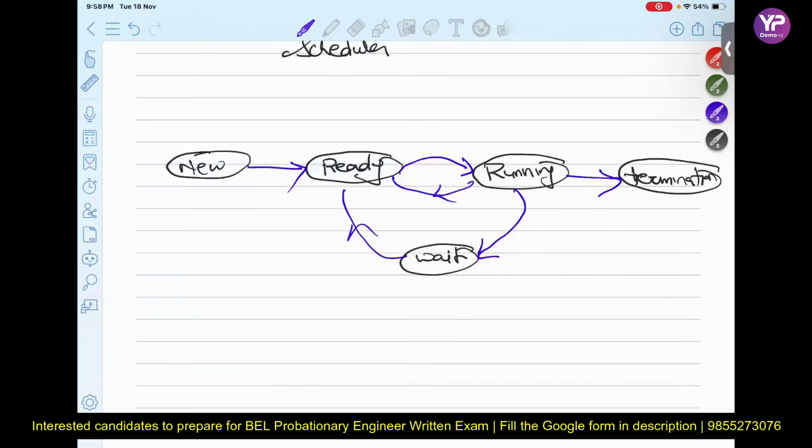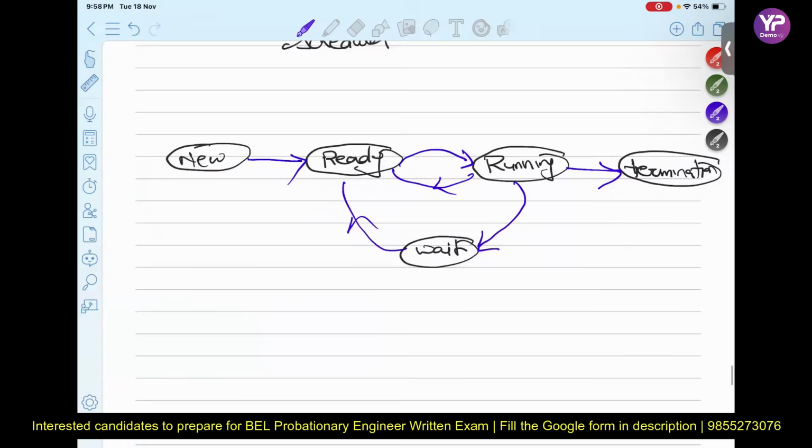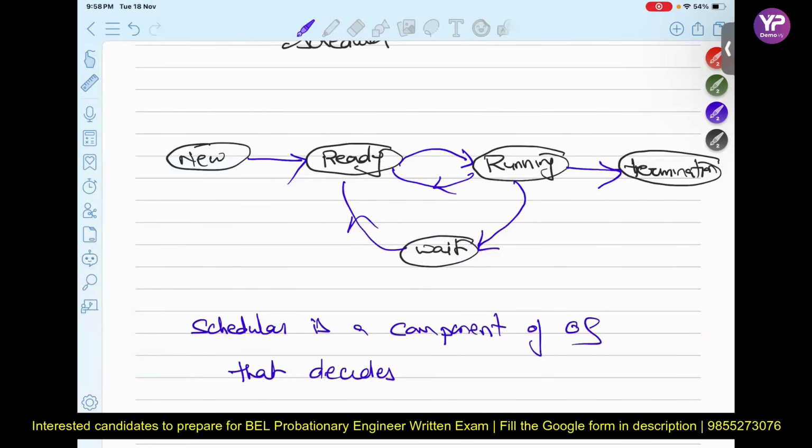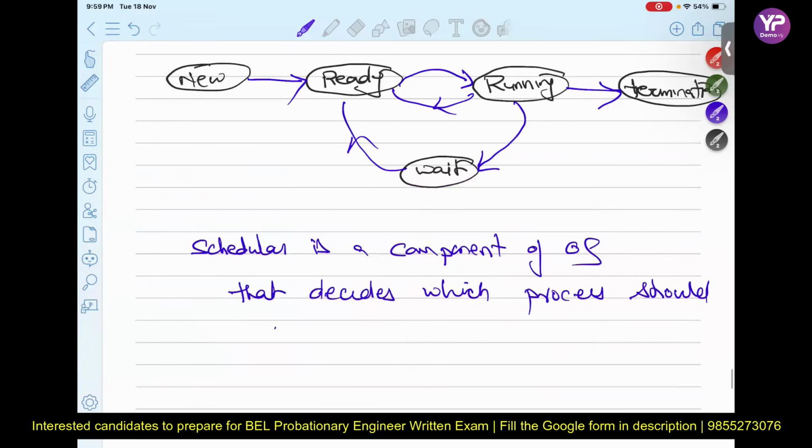So see, my dear students, we have mainly three types of scheduler. Scheduler is again a program, okay? Now they have their own different functionality. Again, I can say it is a set of program, or it's the part or the component of the operating system. Scheduler's main task is to decide which process should run next.